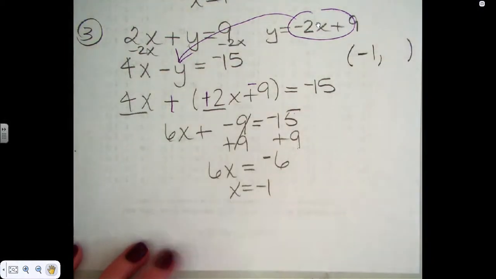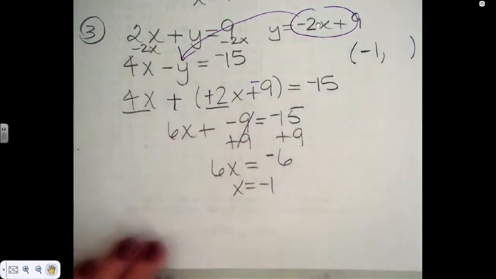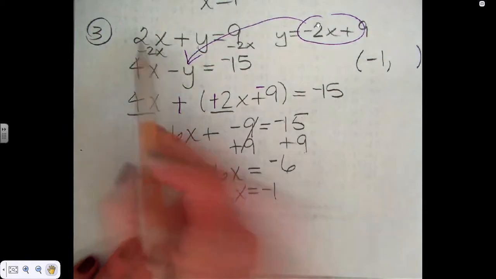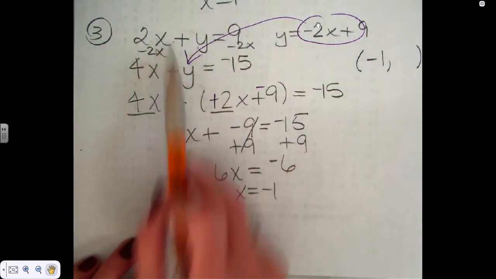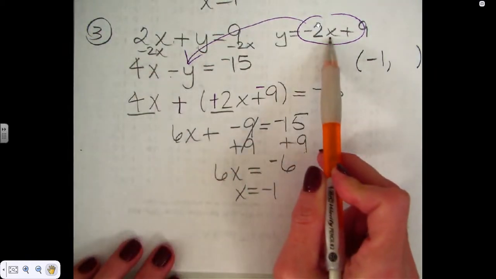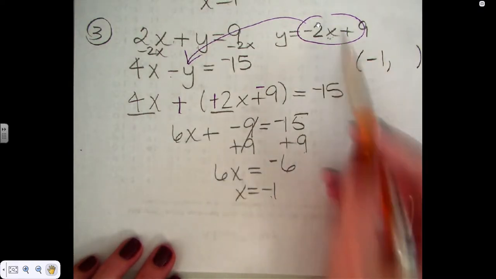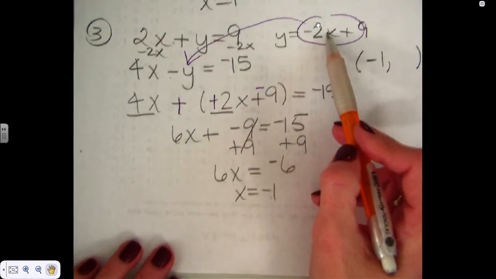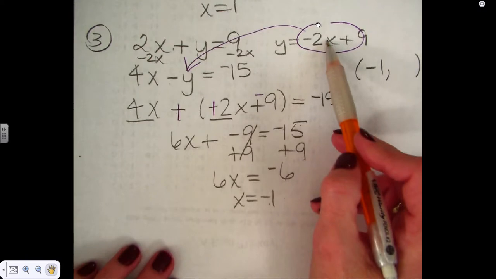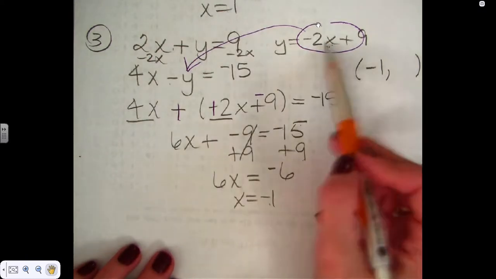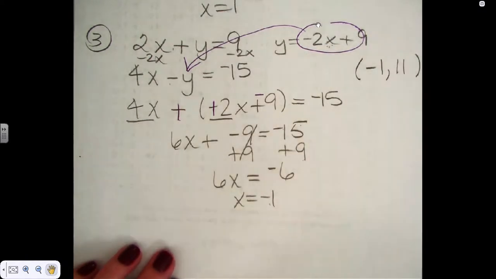So now I need to find y, so plug it back in, again, either equation. I could plug it into this one, or my first one that I changed, which makes sense. So plug in a negative 1, negative 2 times negative 1 is a positive 2. Positive 2 plus 9 is 11.